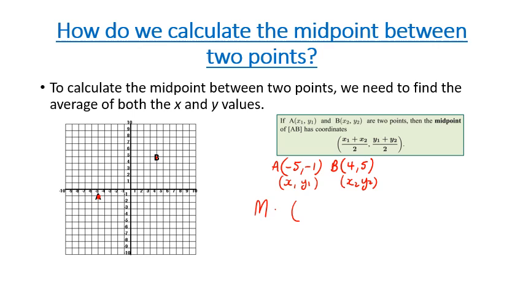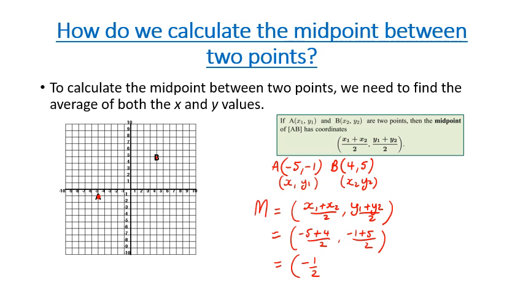So the midpoint is equal to x1 plus x2 over 2 and y1 plus y2 all over 2. This is going to give us -5 plus 4 all over 2 and -1 plus 5 all over 2. -5 plus 4 is -1, so we end up with -1/2, and -1 plus 5 is 4, 4 over 2 is 2. So therefore our midpoint would be -1/2, 2.